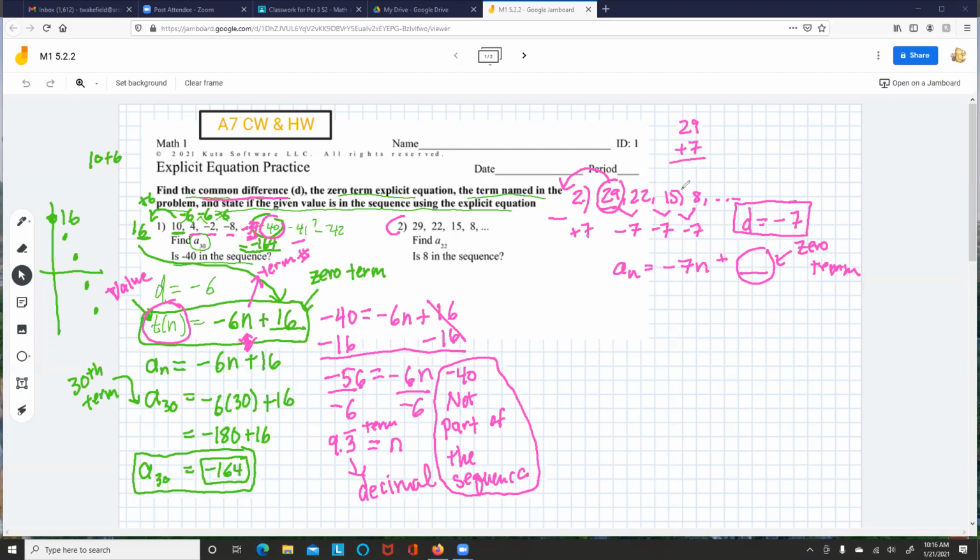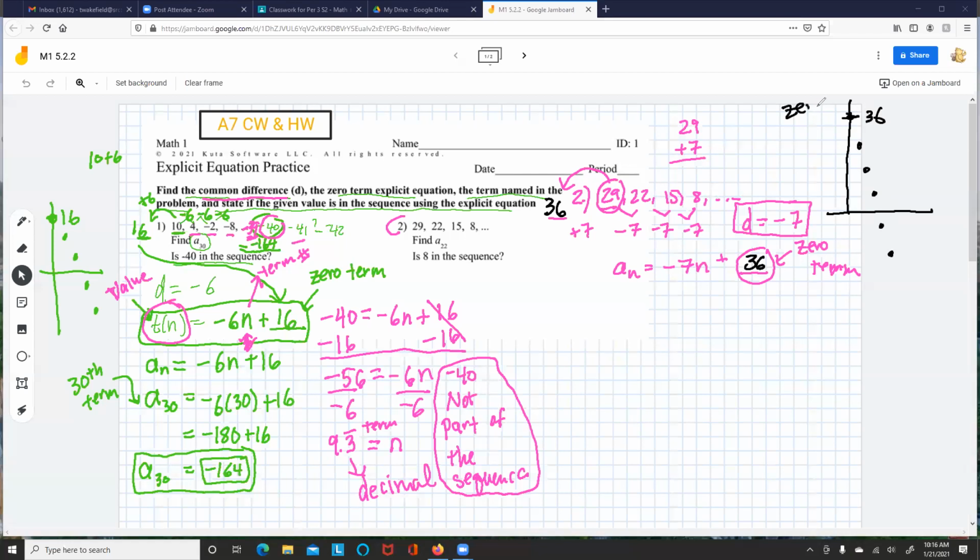And what does that give us, you guys? Right, gives you 36. So 36 is the zero term. So we're going to put that in our equation. Our zero term is 36. If I were to make a sketch, this would start at 36 up here. I get a dot, and then the numbers would go down 7, down 7, down 7, down 7, down 7 every time. So that's what that means.